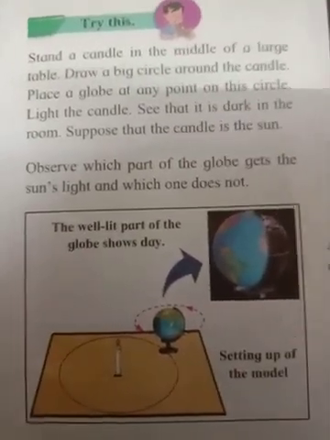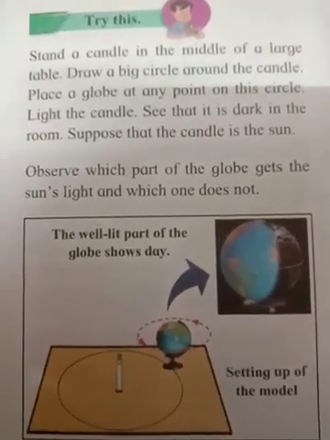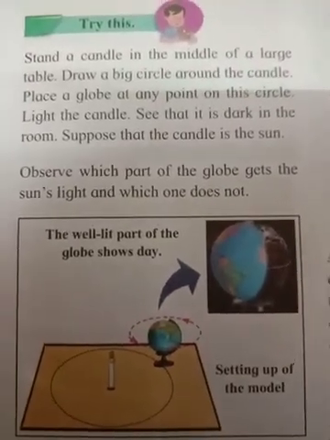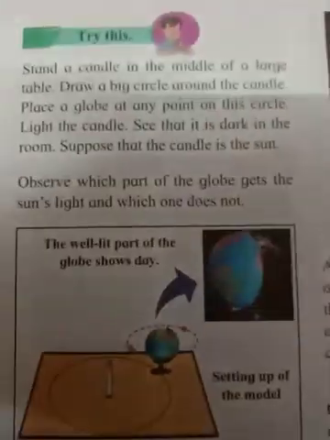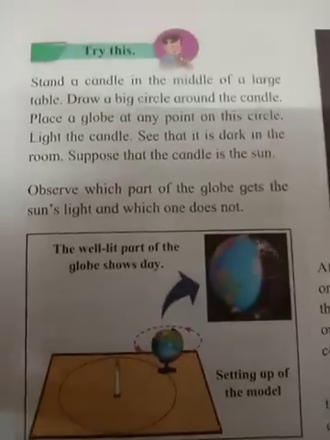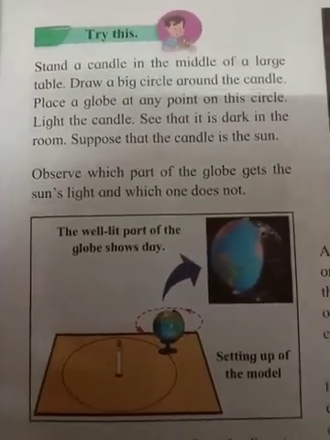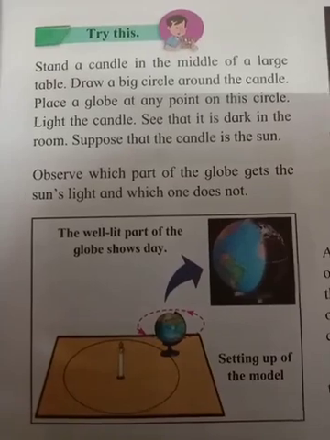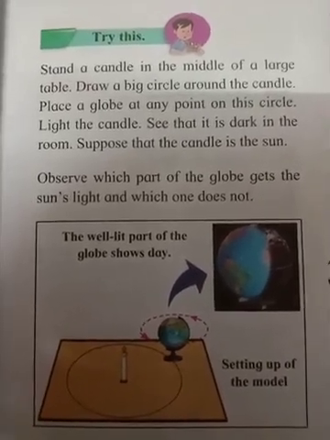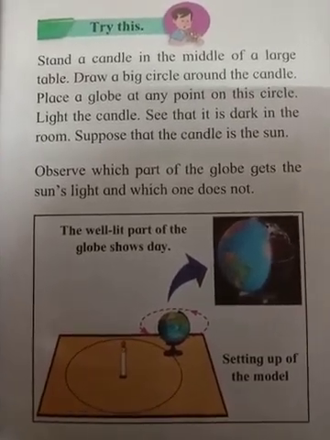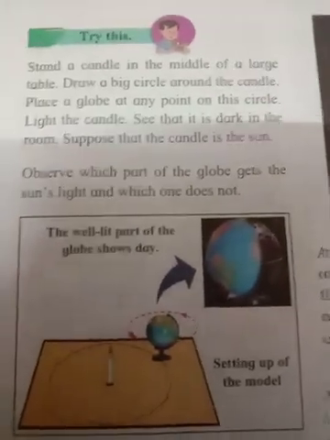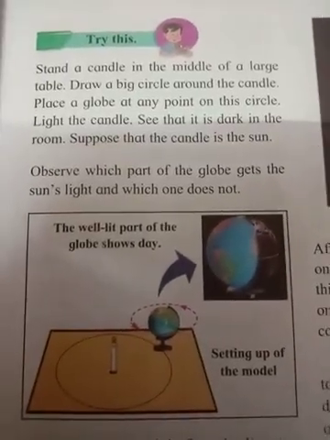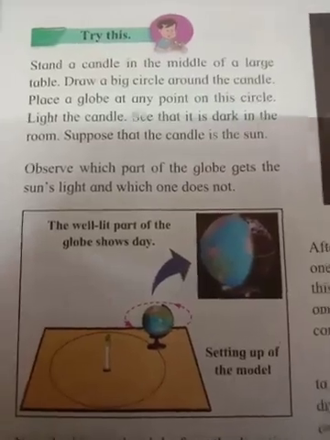Stand a candle in the middle of a large table. Draw a big circle around the candle. Place a globe at any point on the circle. Light the candle. See that it is dark in the room. Suppose that the candle is the sun. Observe which part of the globe gets the sun's light and which does not.